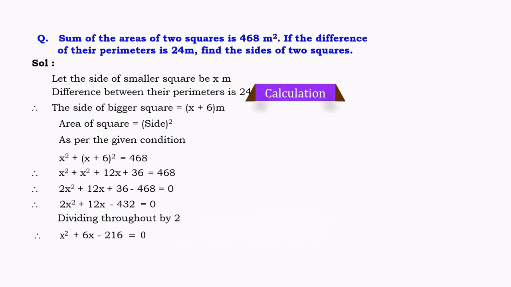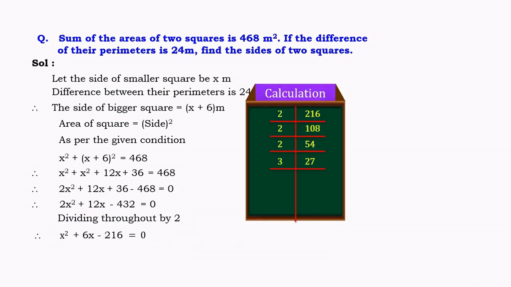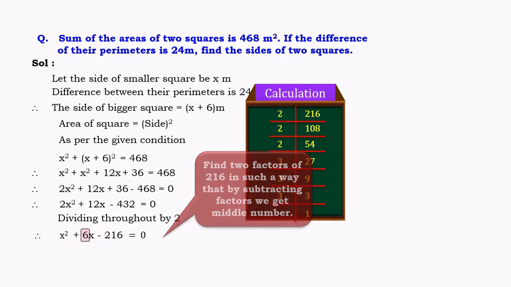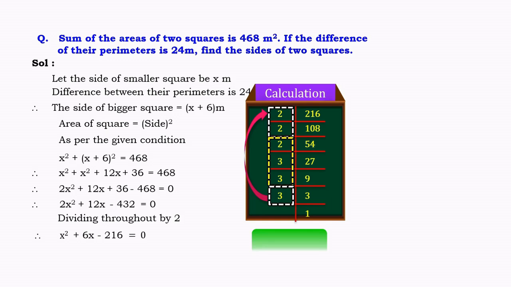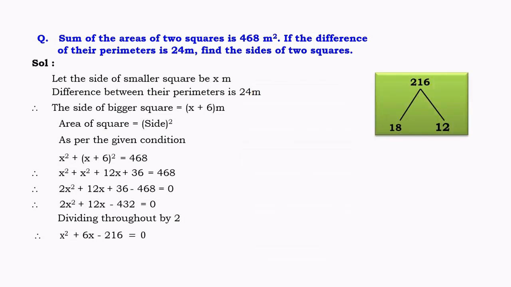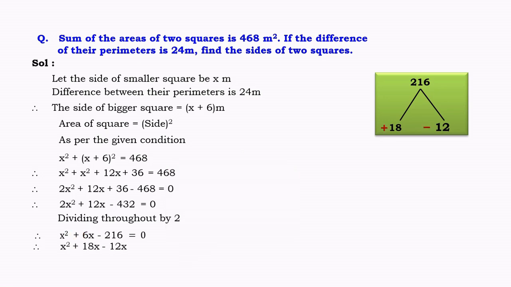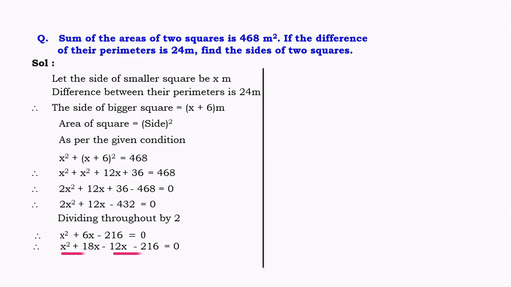Now we need two numbers whose product is 216 and whose difference is 6. The numbers 18 and 12 satisfy this condition because 18 minus 12 equals 6. Since the middle term is positive and the last term is negative, we assign a positive sign to 18 and a negative sign to 12. These are the numbers we will use to split the middle term. Replacing 6x with 18x minus 12x, the equation becomes x squared plus 18x minus 12x minus 216 equals 0. Now let us group the terms.